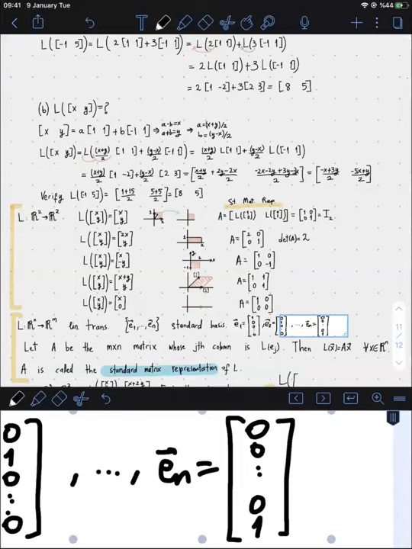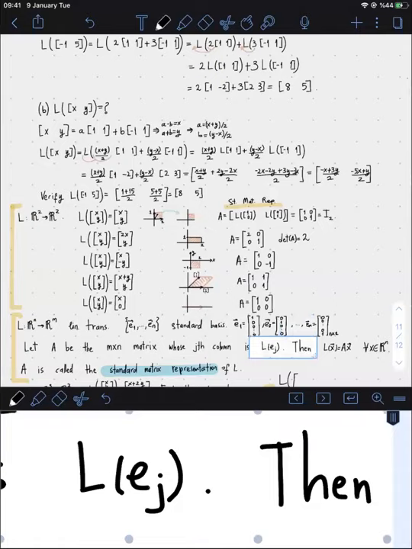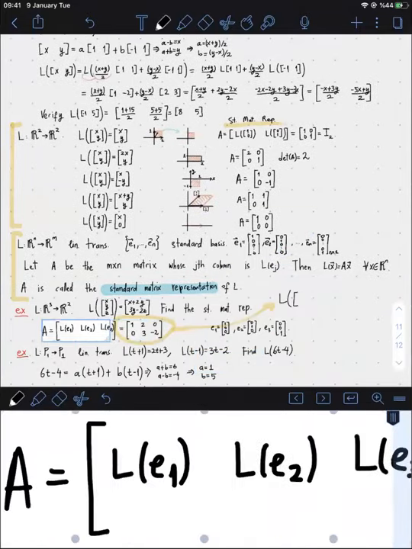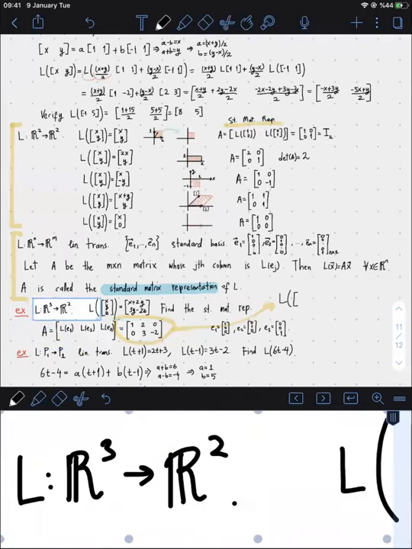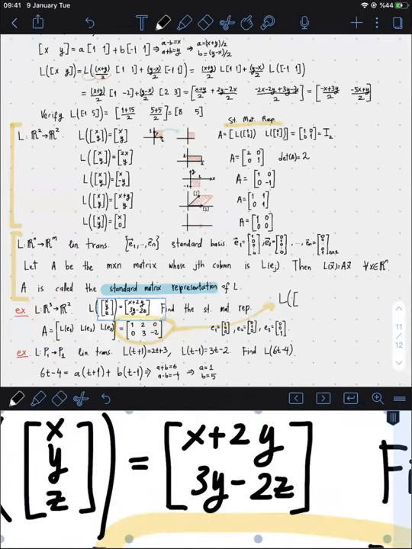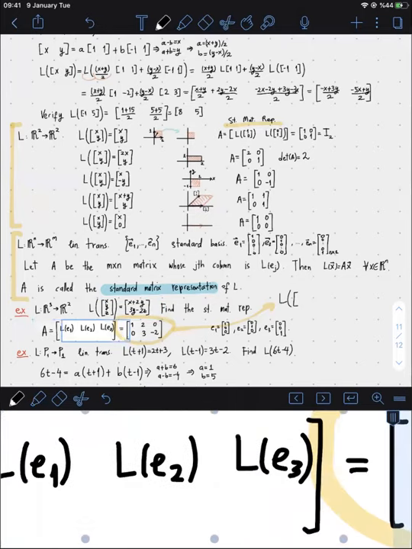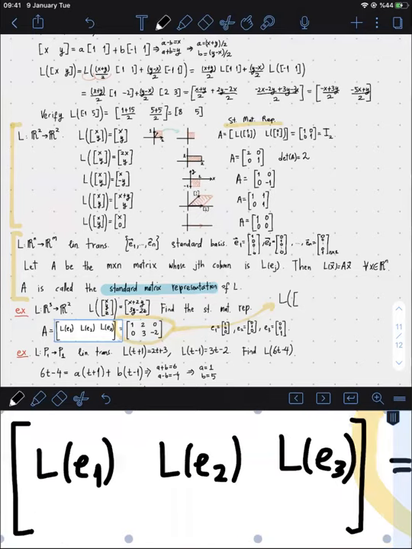Each of these is an n by 1 vector, or an n by 1 matrix. Then we look at the matrix whose jth column is L(Ej). So if you are given a transformation like this, it has a matrix representation. What you do is first consider L(E1).